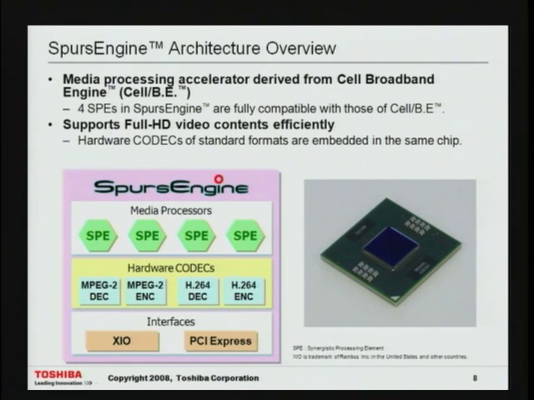So to solve the issue I talked about, we propose SpursEngine. It's a media processing accelerator. It has four SPEs derived from Cell Broadband Engine, which were developed by Sony Group, IBM, and Toshiba. And SPEs are fully compatible with those of Cell Broadband Engine. And SpursEngine also has hardware codecs.